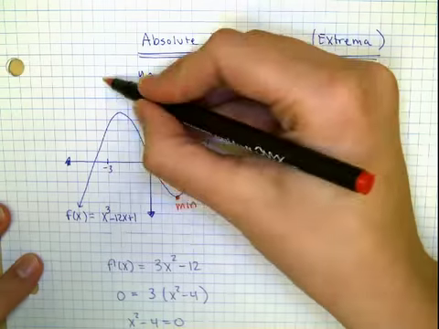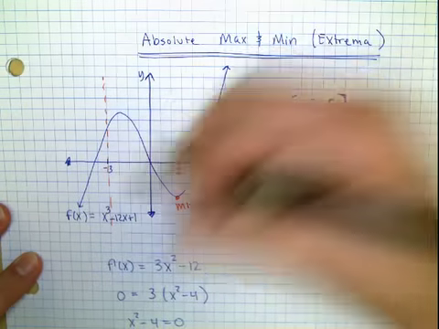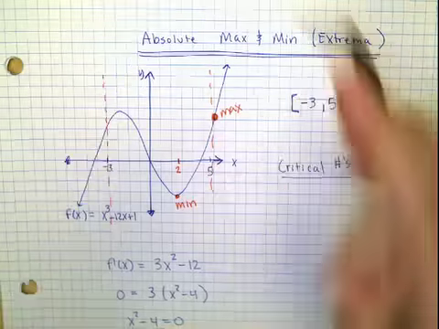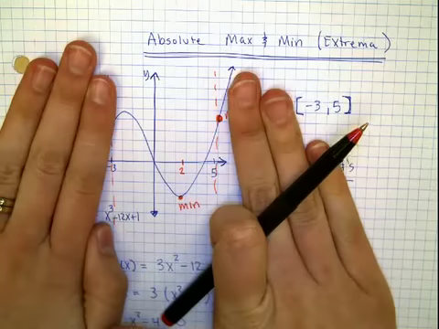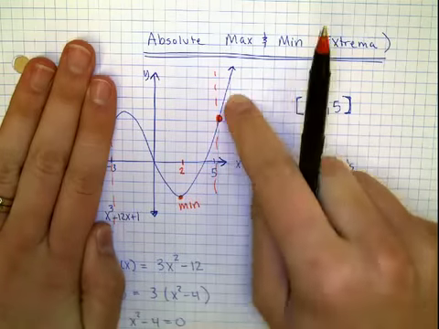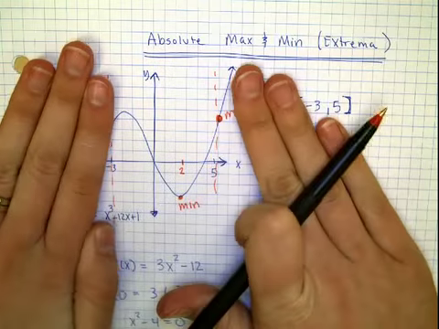Granted, we only studied this graph from -3 to +5. So in between here, where's the largest and smallest value? I should have drawn this a little farther up, I think. But other than that, you get the idea.